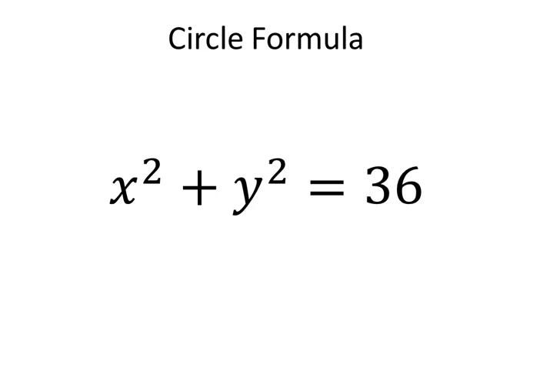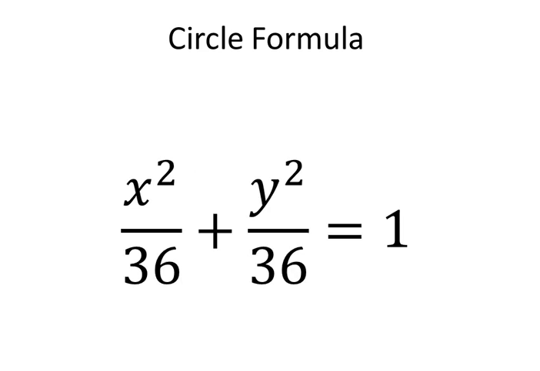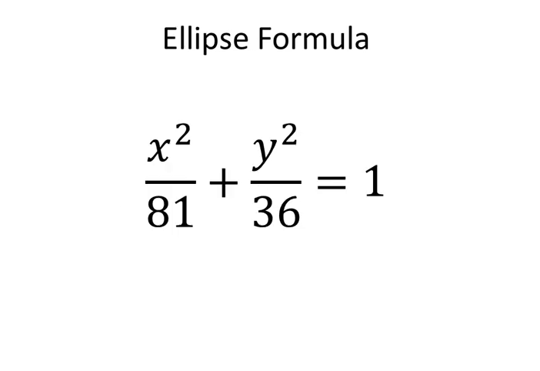Let's imagine, though, that we're going to divide both sides of this equation by 36. Then we'll get this. X squared over 36 plus y squared over 36 equals 36 over 36, or 1. And you notice how, in this way, we've sort of got the radius separated for x squared and y squared. Well, that's exactly how you do it for an ellipse formula.